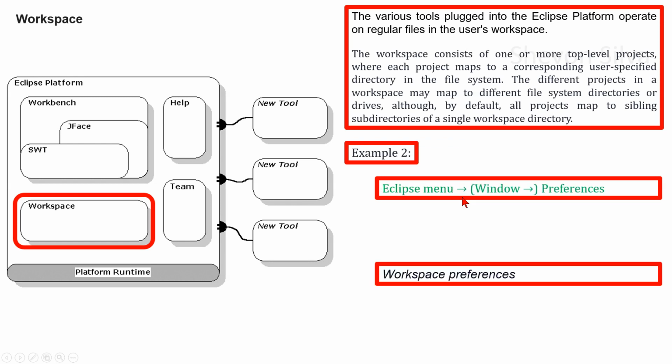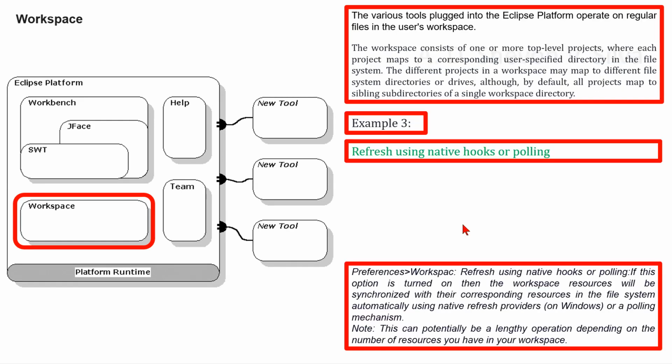And as an example too, we can consider workspace preferences. You can access workspace preferences from the Eclipse menu, then Window, then Preferences. Now we are considering workspace in preferences. Refresh using native hooks or polling in options.